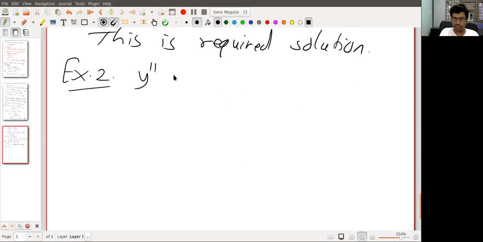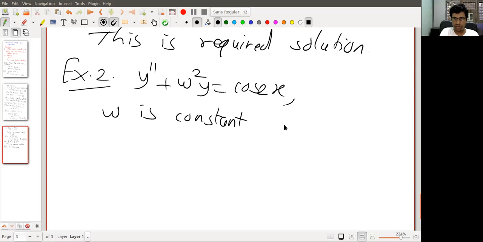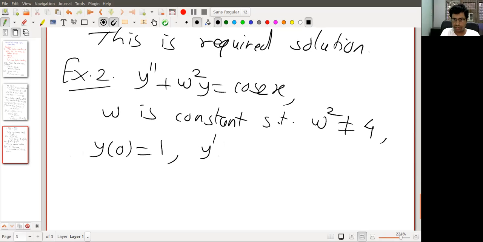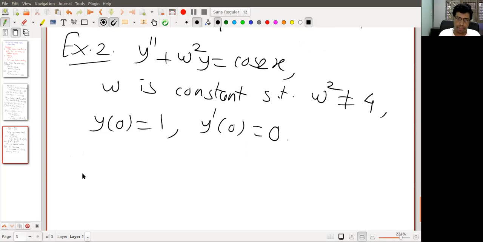It is y double dash plus omega square y equal to cos of 2x. Here omega is a constant and omega square is not equal to 4. Here initial conditions are given. Y of 0 is 1, y dash 0 is 0. Let us solve.